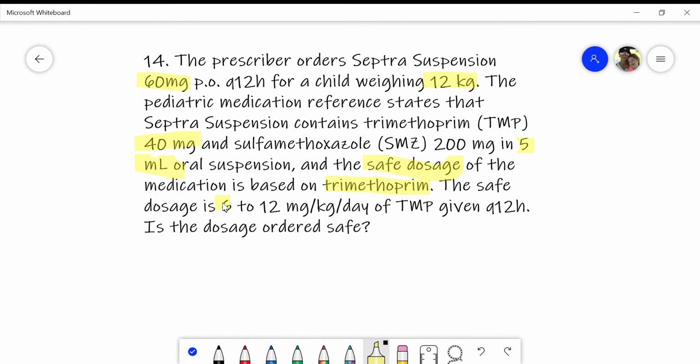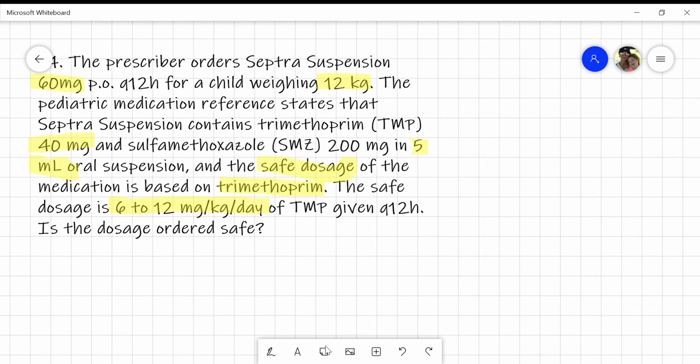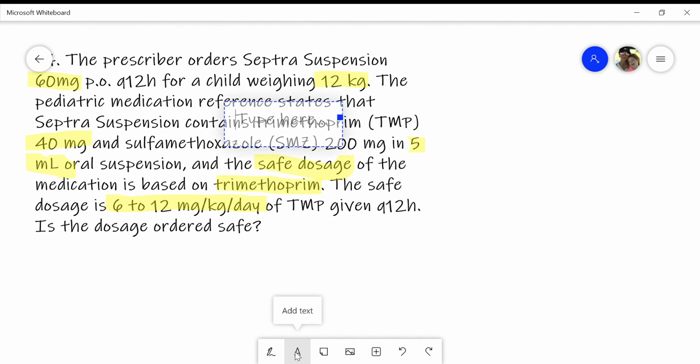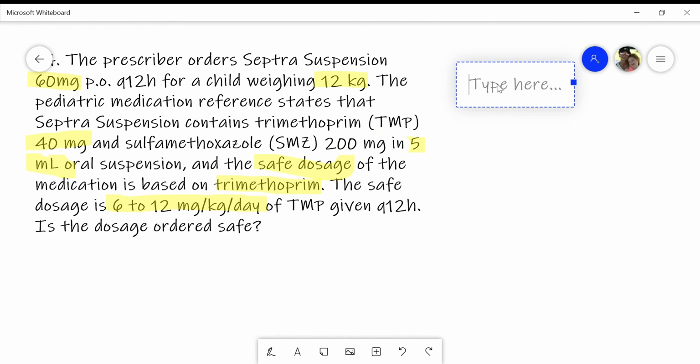The safe dosage is 6 to 12 milligrams per kilogram per day of the TMP given every 12 hours. We already know it's given every 12 hours. So is the dosage safe? And this is where the fun part is. So we don't have to convert the weight because we know he's 12 kilograms. And our order is 60 milligrams.